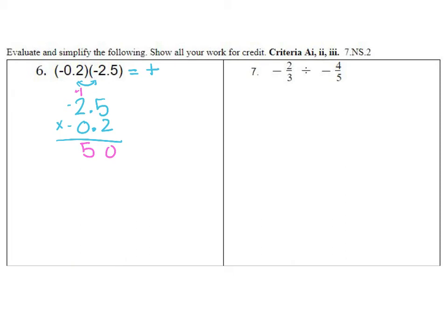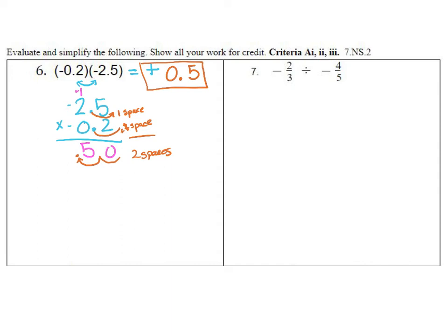I don't have anything else to do there. But now to decide where my decimal goes, I have to count over. So this is 1 space over, and this is 1 space, which is 2 spaces total. That means I need to go over twice, and my decimal should go here. So my answer should be 0.5, and it's a positive 0.5.